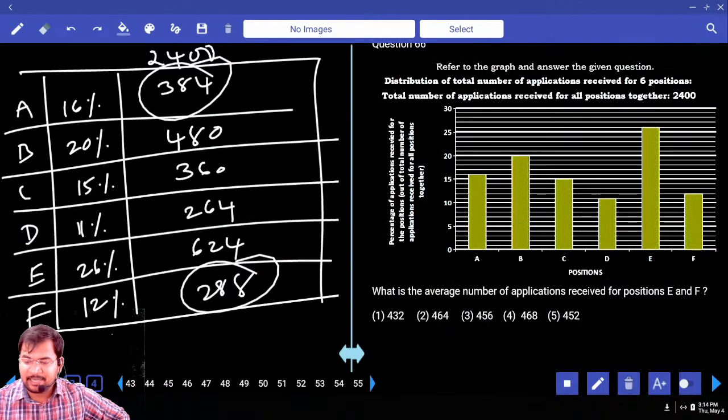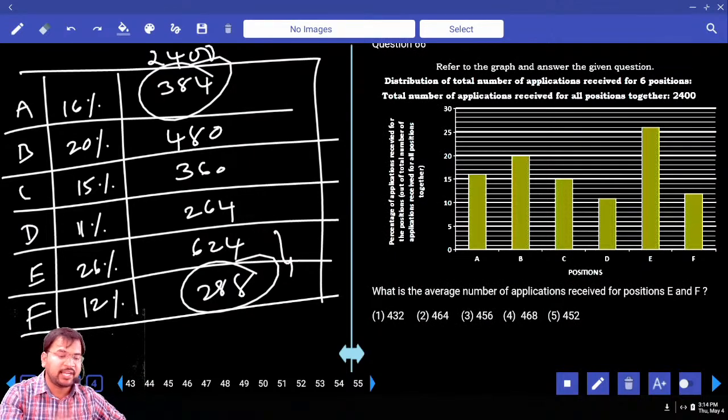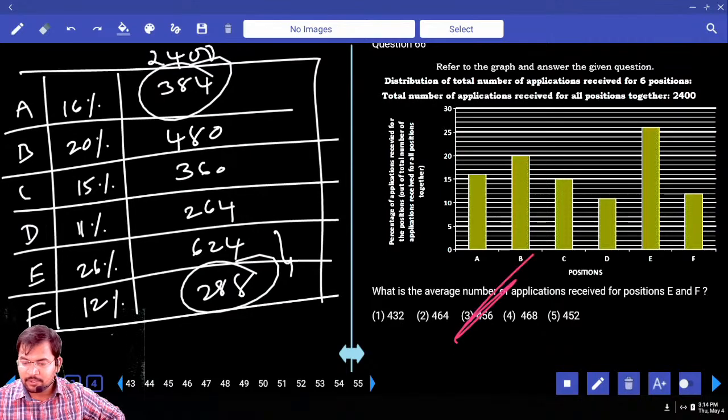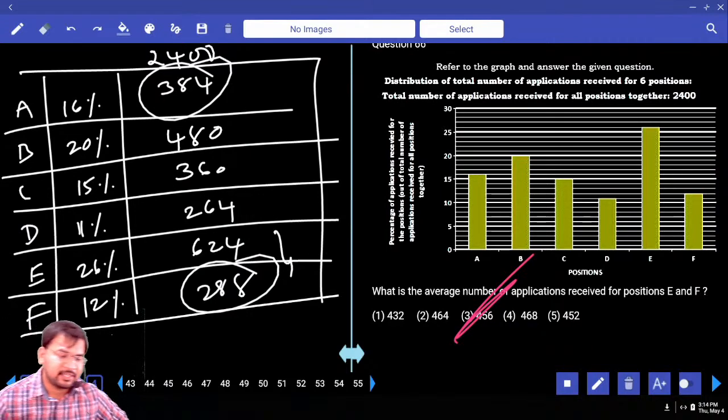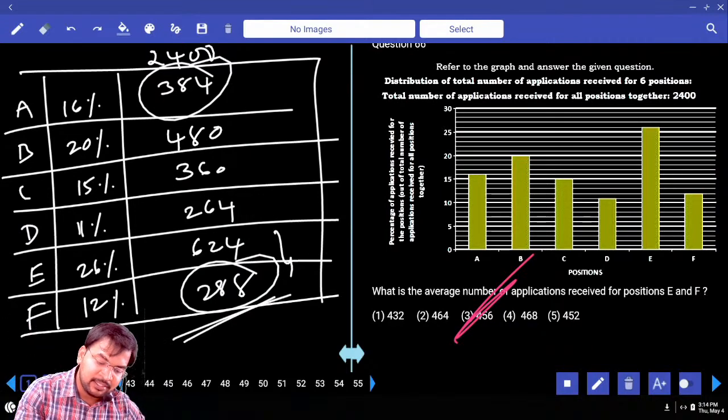Next. Average number of applicants received from E and F. E and F, okay? 4, 8, so the unit digit is 2. And our answer ends with either 1 or 6. Only one option has that. Your answer ends with either 1 or 6.